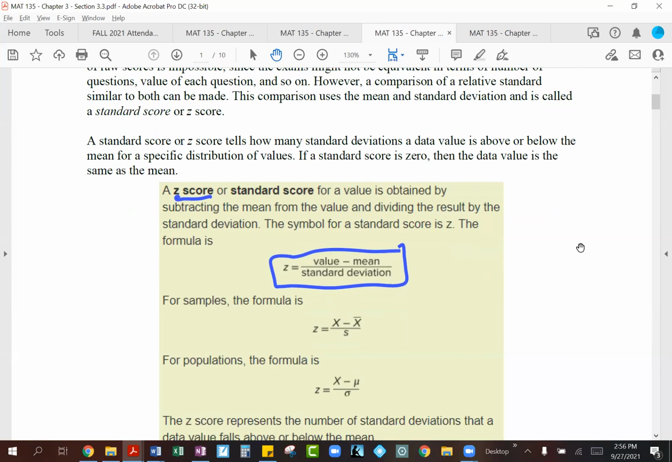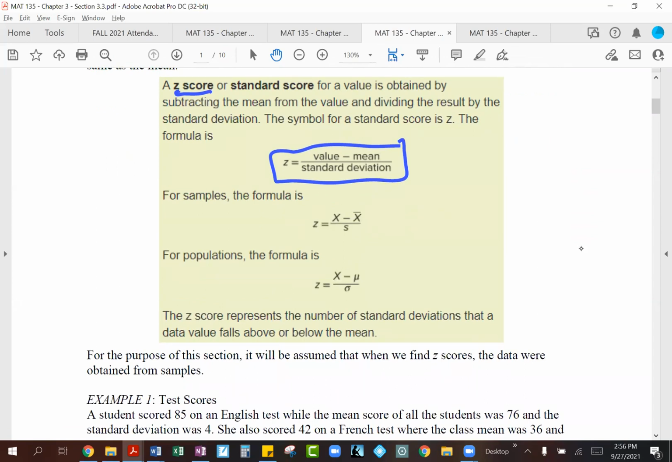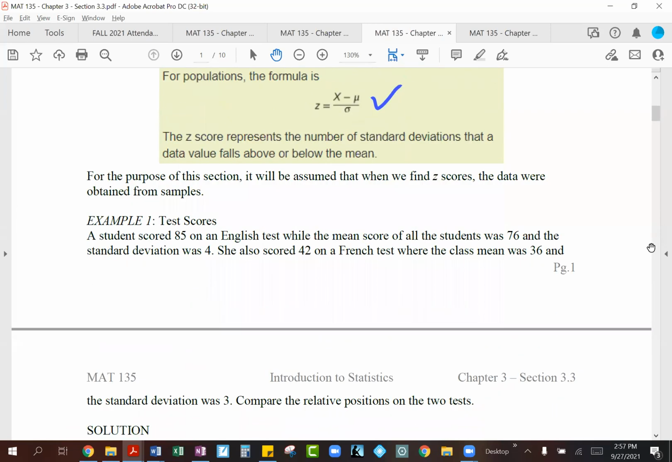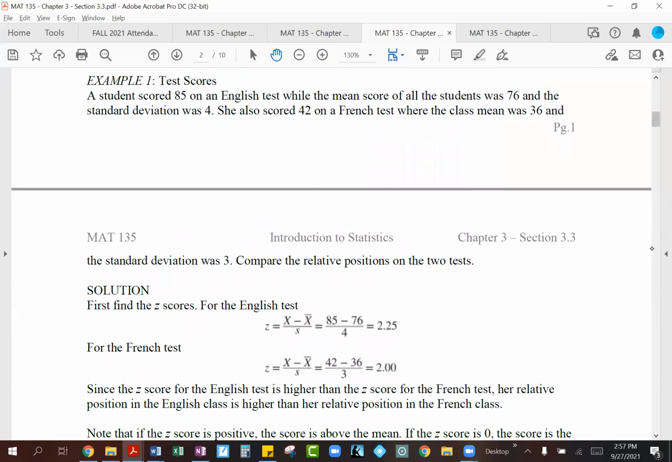So the idea is how far away from the mean our score is, in terms of standard deviation. In this calculation, as you can see, depending on whether you are using a sample or a population, the symbols change a little bit. You're using mu and sigma for the mean and standard deviation for a population, or X bar and a small letter s for the mean and standard deviation if you're working with samples.